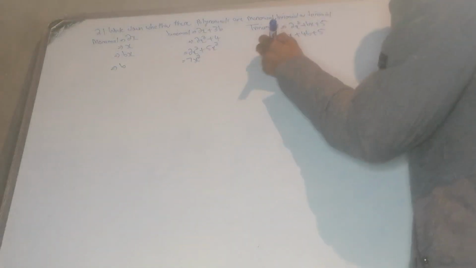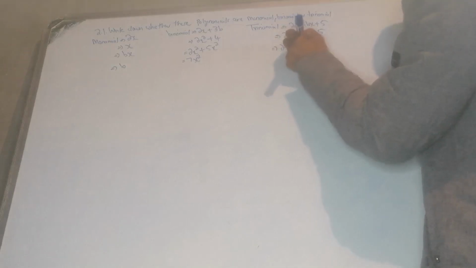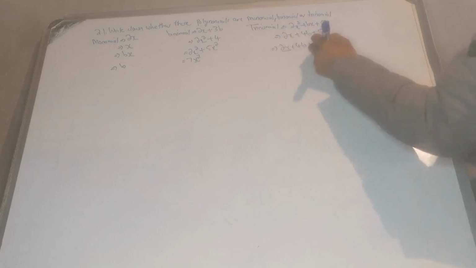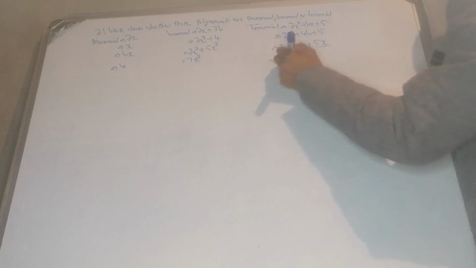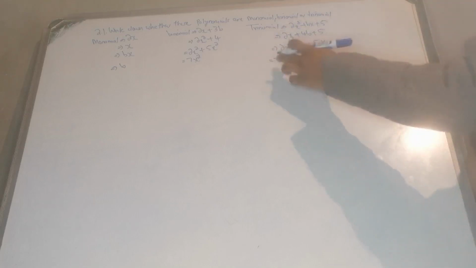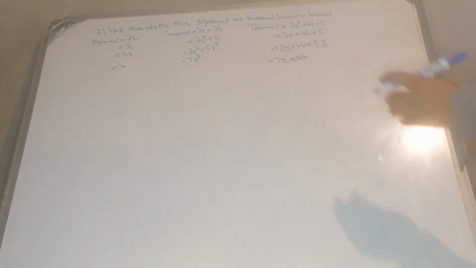But 2x plus 4b plus 5x can be simplified because they are like terms. 2 plus 5 gives 7x plus 4b. It becomes a binomial because now it's two terms. This is very important. Highly, highly important that we note and understand that.